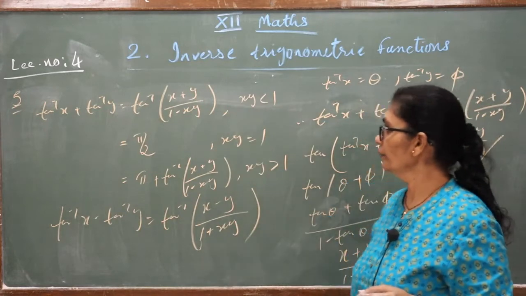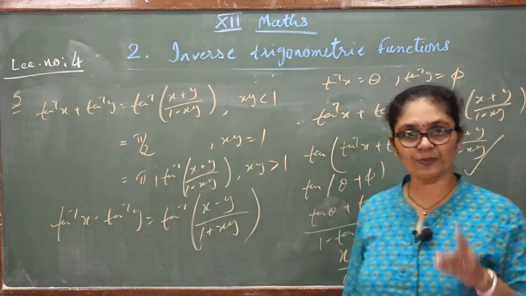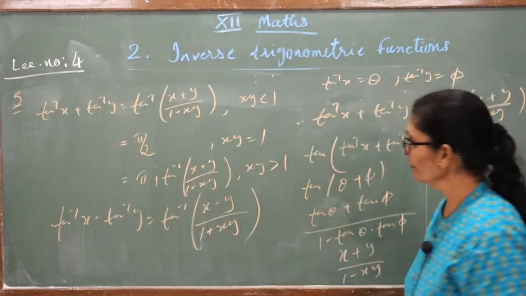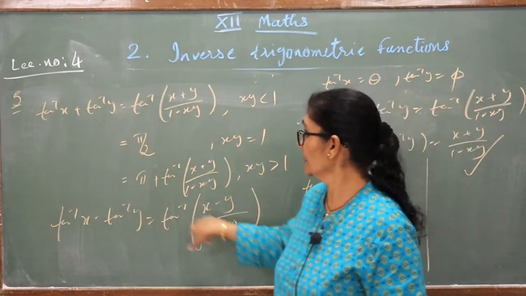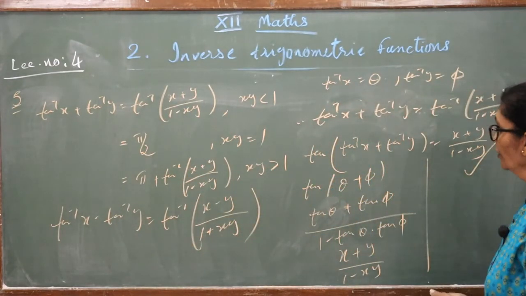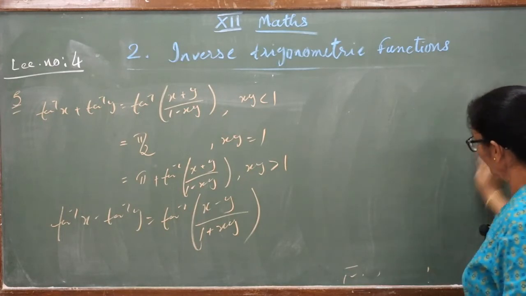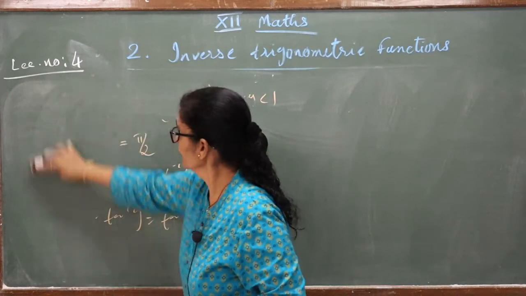Now this way you can prove it. Why are we getting pi by 2 here? Because tan inverse plus cot inverse is always pi by 2. We already know it. So this is what you have to remember: for the minus sign, numerator minus and denominator plus, and for the plus sign, numerator plus and denominator minus. So this is your fifth property. Now I think the last one is remaining, so we will discuss it today.